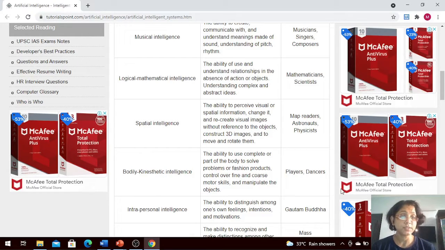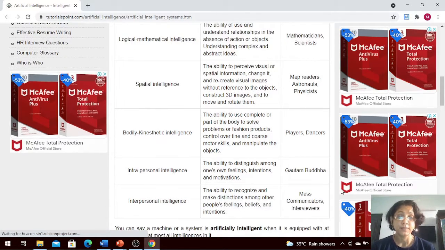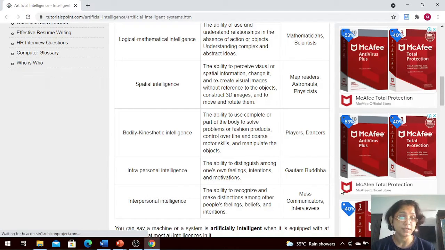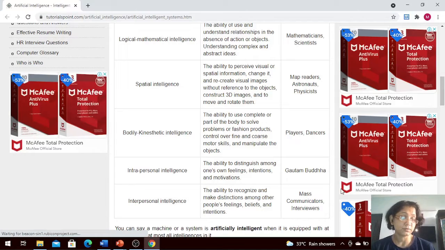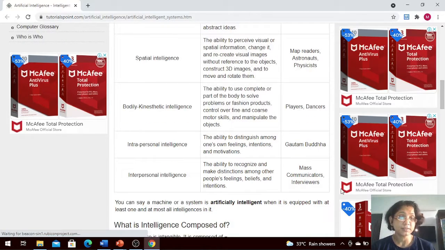Bodily kinesthetic intelligence is the ability to use complete or part of the body to solve problems or fashion products, control over fine and coarse motor skills, and manipulate objects. For example, players and dancers require this kind of intelligence. Intrapersonal intelligence is the ability to distinguish among one's own feelings, intentions, and motivations, like Gautam Buddha is considered to have. Interpersonal intelligence is the ability to recognize and make distinctions among other people's feelings, beliefs, and intentions, like a mass communicator or interviewer.